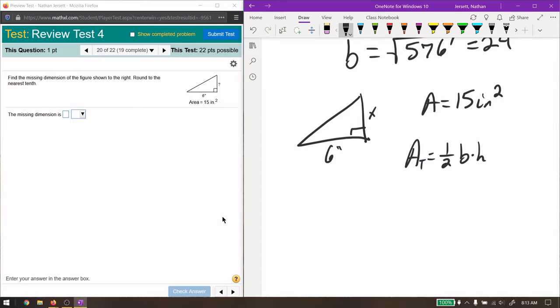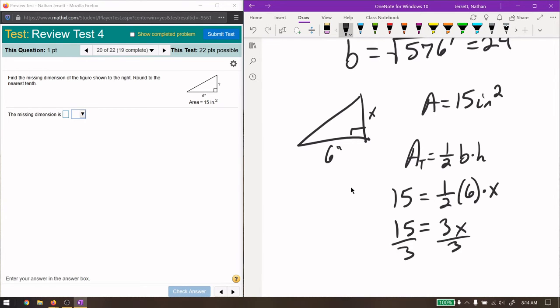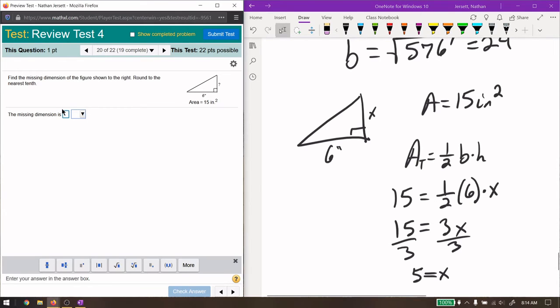And this one, you can see that we have a right angle, which means we can use the right angle as one side being the base, the other side being the height. It doesn't actually matter which one's which, but just name one. So I'm going to use 6 as the base because it's on the bottom. So the area of a triangle, which we know is 15 inches squared, equals 1/2 the base times the height. 1/2 times 6 is 3, times x. And we just need to divide by 3. That gives us 5. So x equals 5.